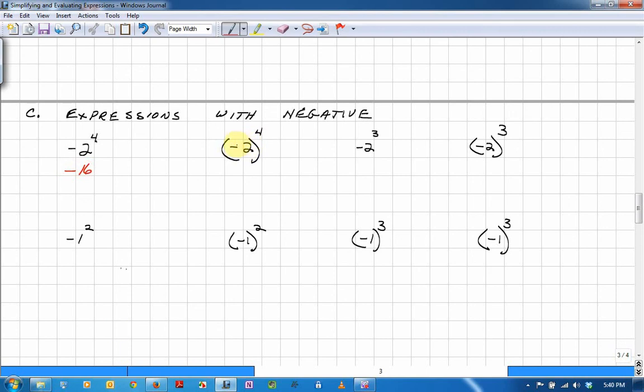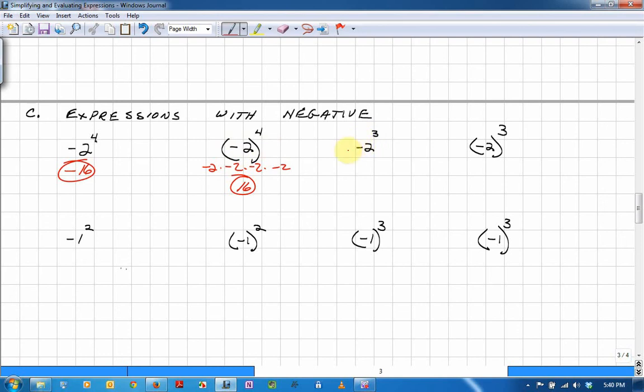Now this one is a little different. It has the negative 2 to the 4th power. So we're actually going to be taking a negative 2 times a negative 2 times a negative 2 times a negative 2. So you can see that if I multiply all those negatives together, it's going to be a positive, and the answer to this problem will be a positive 16, because the negative is actually involved in taking it to the 4th power.